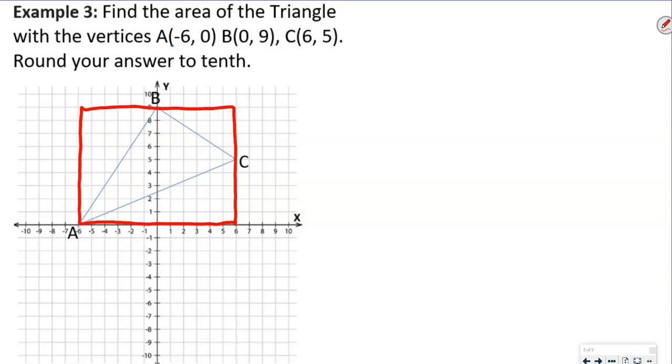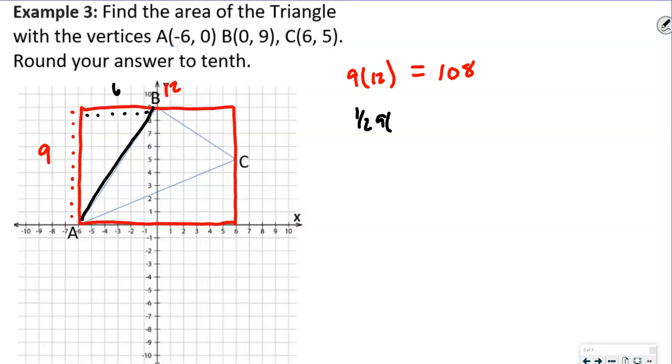So we're going to count 1, 2, 3, 4, 5, 6, 7, 8, 9. So this is 9 over here, and that goes from -6 to 6, so this is 12. So 9 times 12, isn't that 108? Okay, so that's 108. So now what we can do is subtract all these other little triangles around here. Okay, so we can do this one, and this would be 1, 2, 3, 4, 5, 6, right? So that's 6. So 1/2 of 9 times 6, that's 54. So half of 54 is equal to 27.